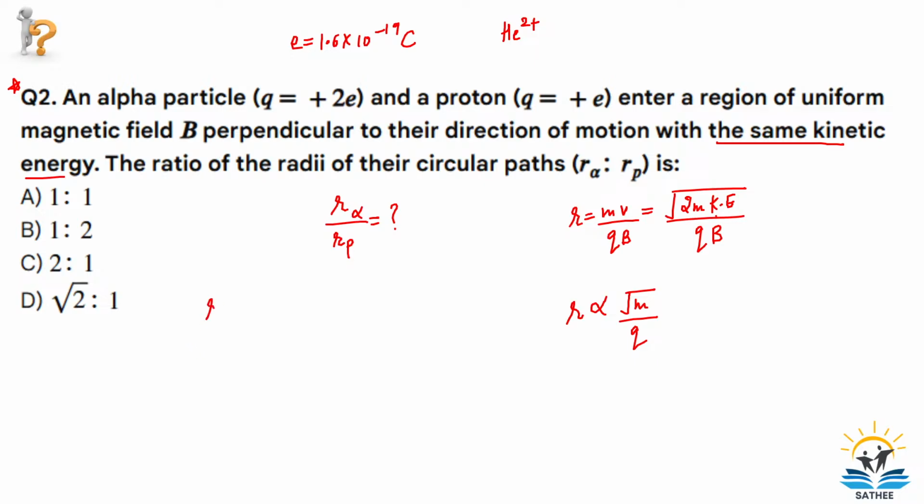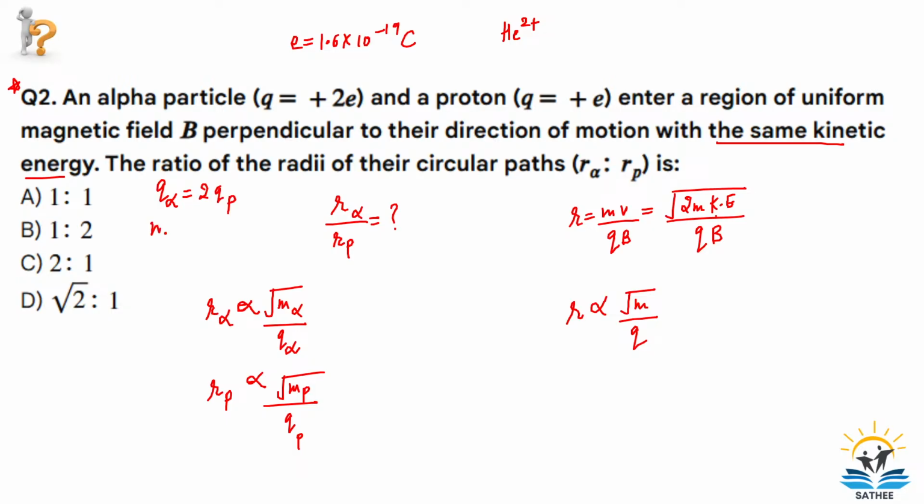So R alpha will be proportional to root of mass of alpha particle upon charge of alpha particle, and R proton is proportional to root of mass of proton upon charge of proton. So you have to take the relation. Q is 2e for the alpha particle, and Q is e for the proton. That means the charge on the alpha particle is 2 times the charge on the proton.